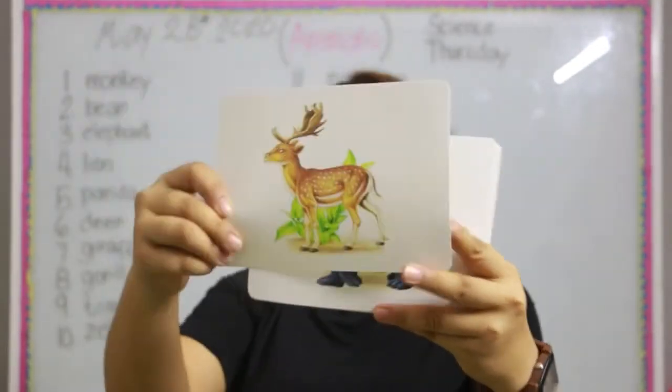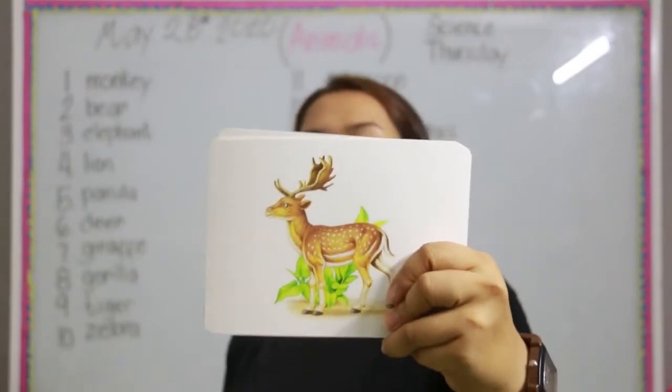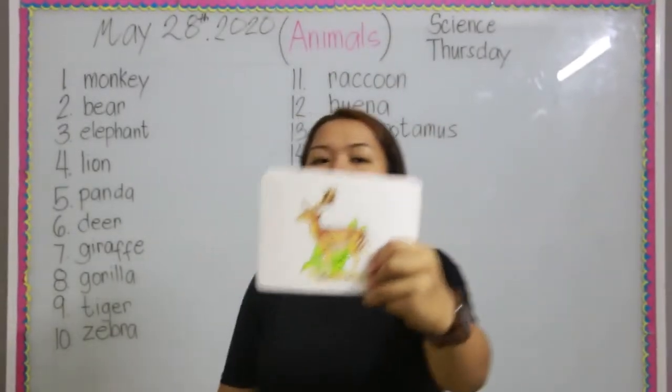Next we have this animal. Okay, this is number 6. We have your deer.